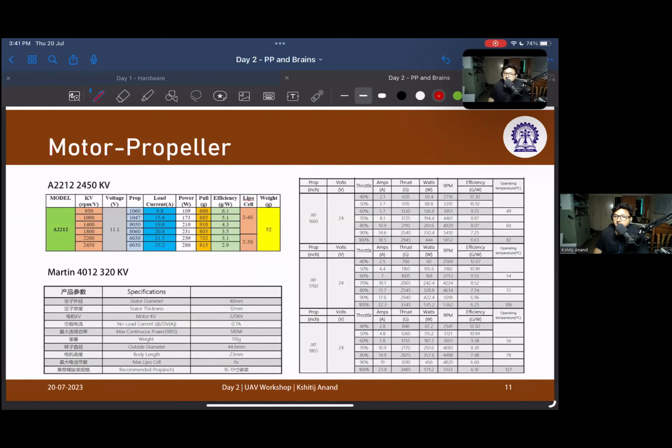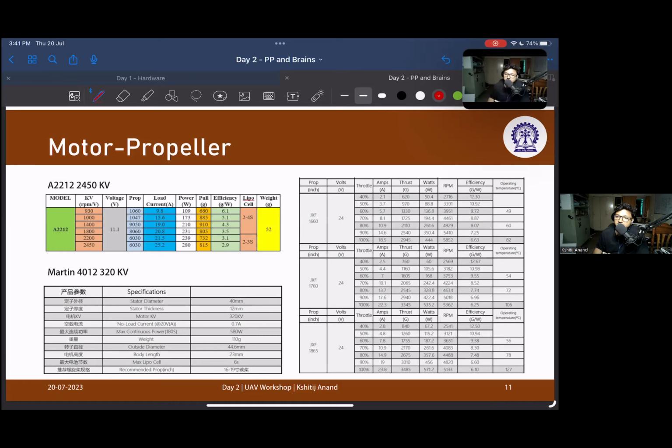Now, basically, I told you that to select a motor, you need to have a proper thrust to weight ratio, right? So now how do you determine how much thrust a motor propeller combination is going to give you? You do not have the luxury to buy all the motors and all the propellers and then put them on a test stand and see how much thrust they are giving you. So for this, we use data sheets provided with motors.